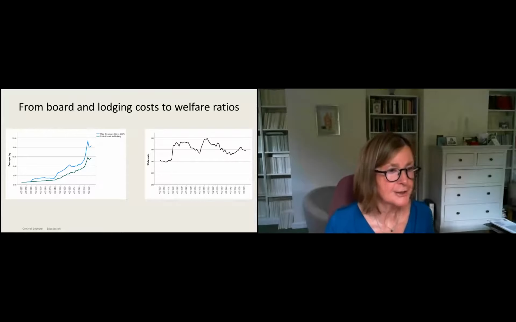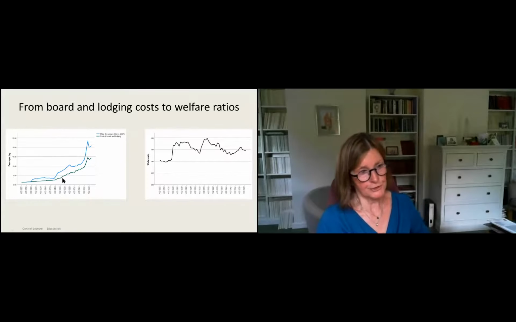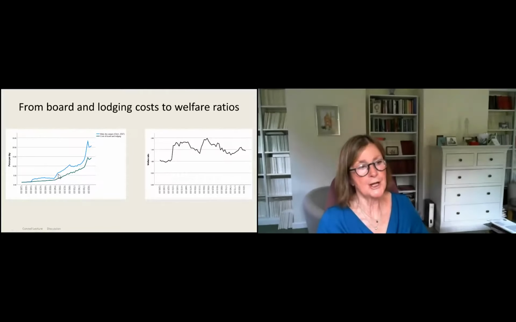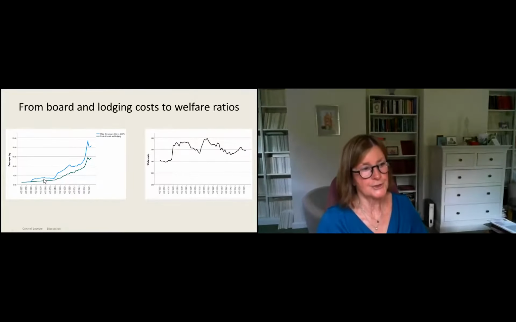So here I've now standardized the board and lodging costs using the coefficients from the regression equation. So this is the cost of board and lodging for a semi-skilled man who has lodging included in his package, not washing, but lodging. So that's what his cost of board and lodging looks like over time. And this is male day wages taken from Greg Clark's 2007 long run series. And again, you can see the gaps here are very similar. They occur at similar epochs as the gaps between the raw data.